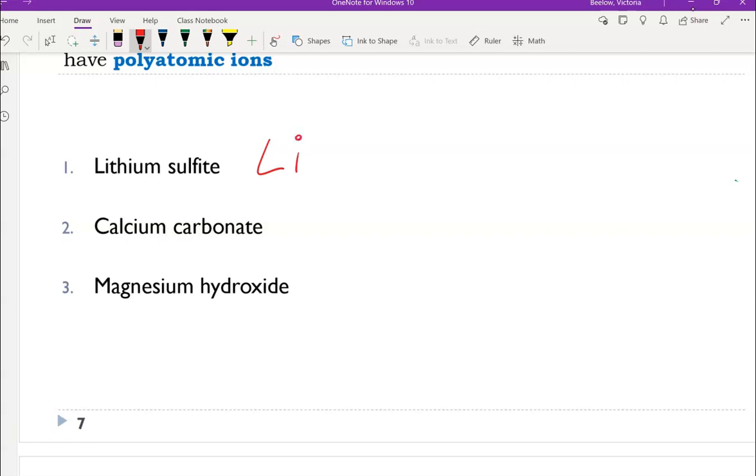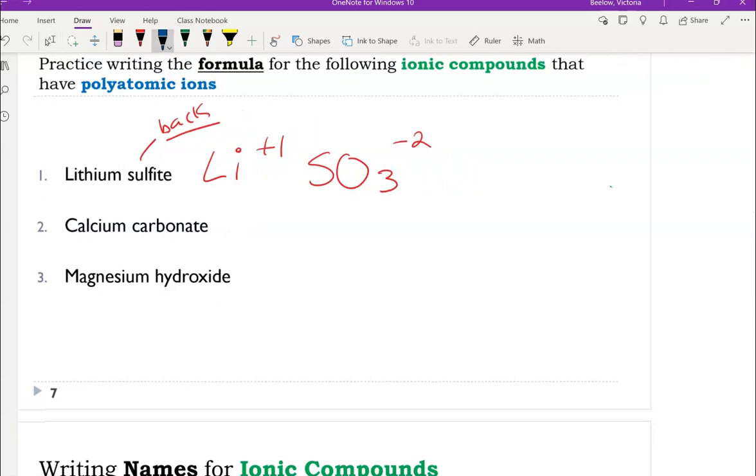So lithium has a charge of +1. And then sulfite, this is on the back of your periodic table. And if you find sulfite, it is SO3, and it has a charge, it says 2-, but we're going to write it as -2, that's the same thing. And we're still going to do the crisscross method, okay?